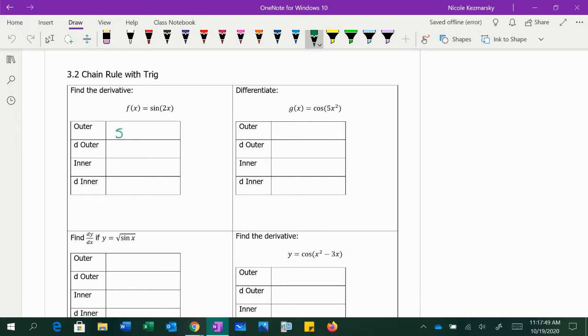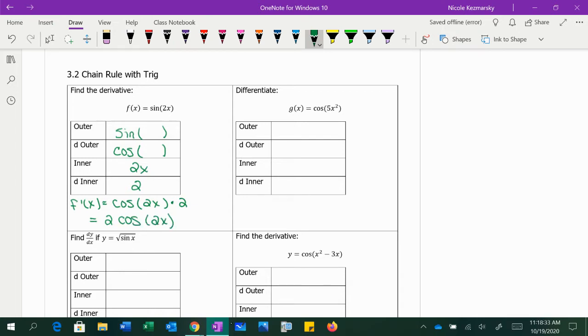The outer is sine of something, and the inner is what's inside the parentheses. So the derivative of sine is cosine of something, and the derivative of the inner, 2x, is 2. So then we're going to say f prime of x is derivative of the outer, cosine of something. That something is the inner, 2x, times 2. And then because we usually write this least complicated to most complicated, we're going to write it as 2 cosine of 2x. And we do that for a couple of reasons.